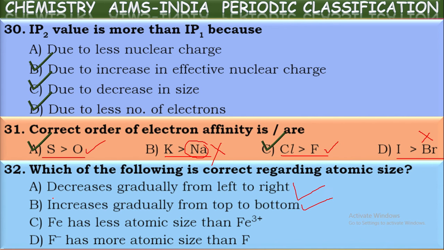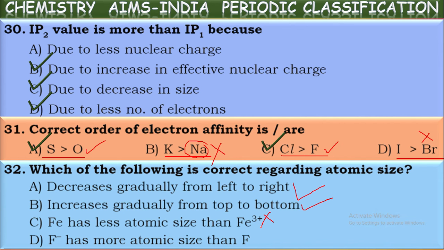This is also correct. Now, if you see the third one, iron Fe has less atomic size than Fe3+. Fe3+ is formed by the loss of electrons, isn't it? By the loss of 3 electrons, Fe3+ is formed. By the losing of electrons, nuclear charge per electron increases because the number of electrons is reduced. So size will shrink. Now Fe3+ will have smaller size than neutral atom Fe, but they have given it in the reverse way. So it will be an incorrect statement.